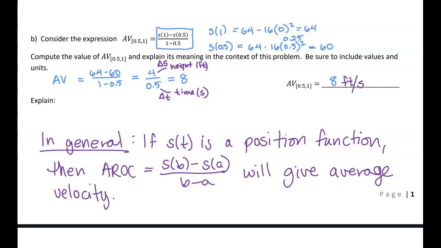If you're starting with something that's not a position function, this isn't going to work. But if your original function gives you height or distance traveled or anything along those lines, your average rate of change will always tell you an average velocity. Okay, so those are the highlights from this problem. And then we'll go ahead and jump into starting to work in a little bit of the calculus.